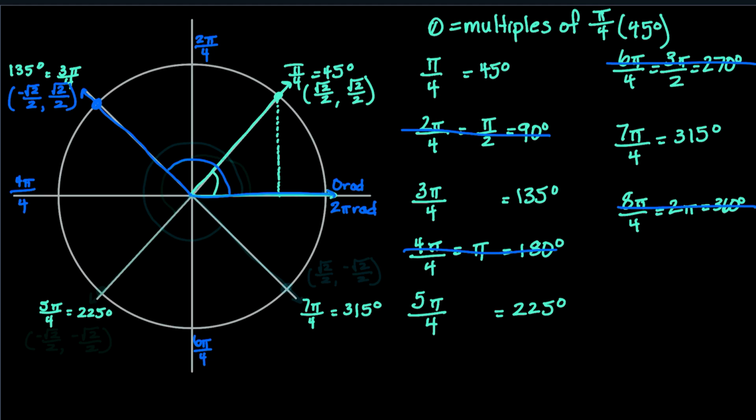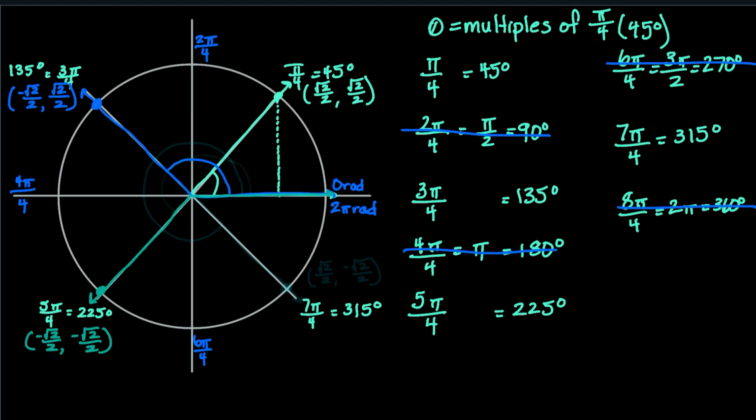Okay, moving to the next. Initial side is on 0. Terminal side is on 5 pi over 4. The coordinate point that corresponds to this terminal ray is in quadrant number 3. In quadrant 3, x values are negative and y values are also negative. So this is negative radical 2 over 2, comma, negative radical 2 over 2.